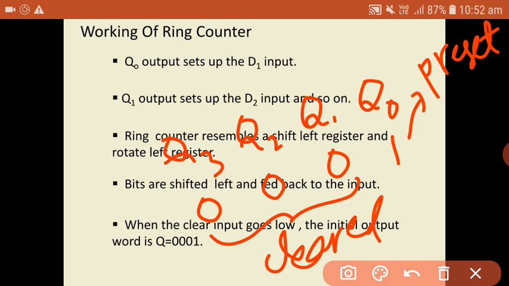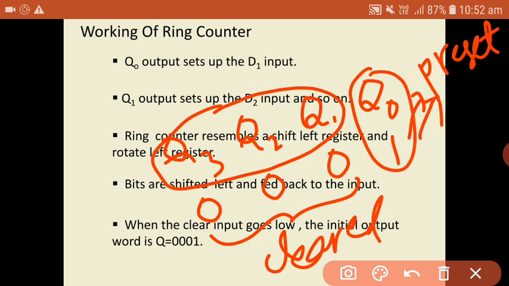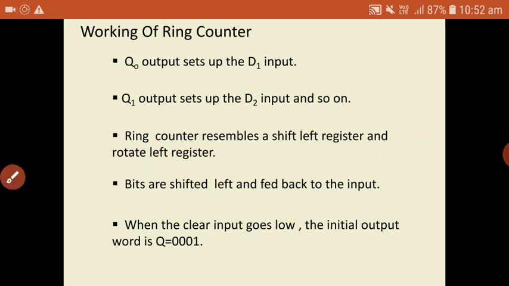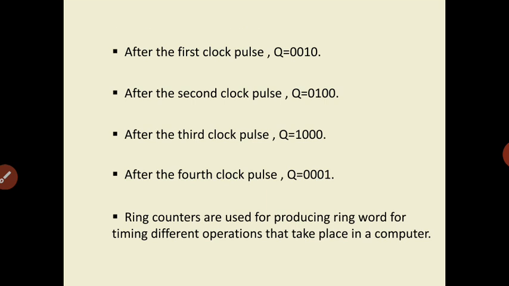So the Q3, Q2, Q1 flip flops will be cleared, and the first flip flop will be preset, making the output equal to 1, and cleared means making the output equal to 0. So initially the outputs available will be 0, 0, 0, 1. And if you apply the clock pulse once, the 1 which is available at the input of the second flip flop will be transferred to the output. So after the application of the first clock pulse, the output becomes 0010.